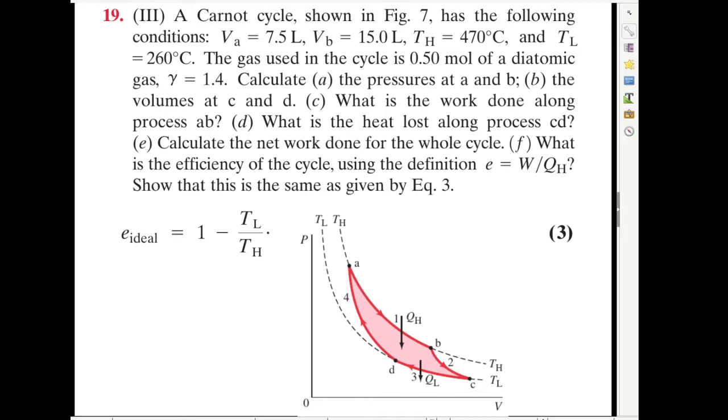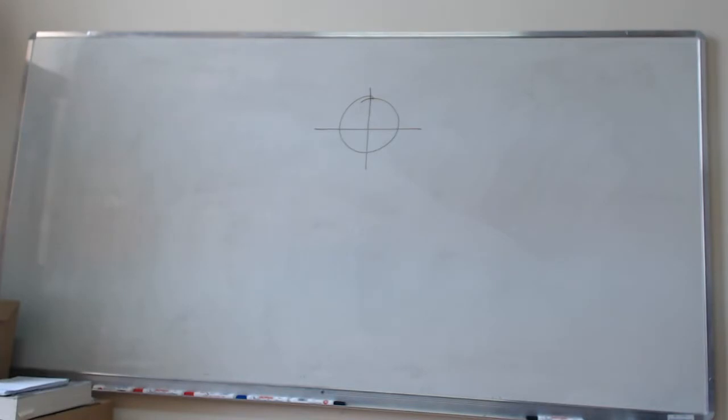The volume at A and volume at B is given. The higher temperature and the lower temperature are given. And we are told that the gas used in the cycle is half a mole of a diatomic gas, with the gamma constant being 1.4. And then they ask us to calculate a number of things. So let's see if we can actually do this.